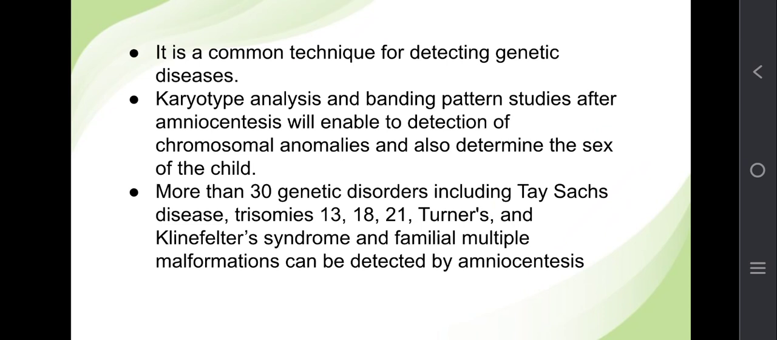Amniocentesis is a common technique for detecting genetic diseases. More than 30 genetic disorders, including trisomies 13, 18, and 21, Turner's and Klinefelter syndromes, familial multiple malformations, sickle cell anemia, etc., can be detected by amniocentesis. The karyotype analysis and banding pattern studies after amniocentesis will enable detection of chromosomal anomalies and also determine the sex of the child.